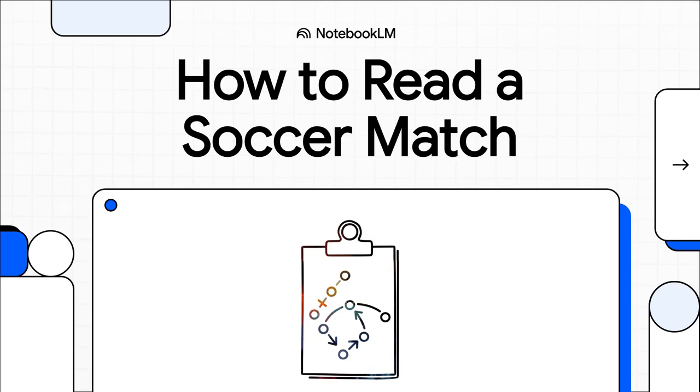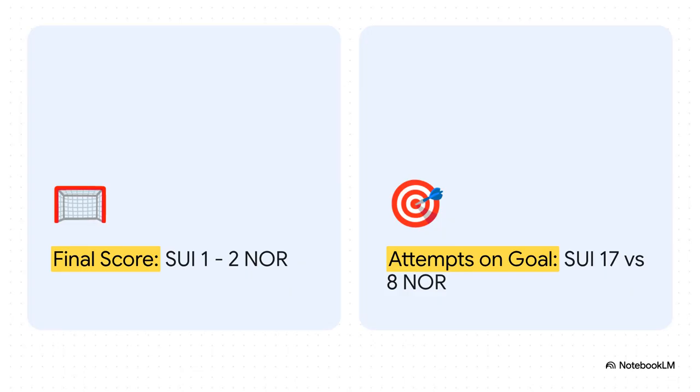You know, sometimes the final score of a soccer match just doesn't tell the whole story. Actually, sometimes it tells a completely different story from what really happened out on the field. So today, we're going to become sports detectives. We are going to learn how to use the official match report to uncover the real narrative, the one that's hidden inside the numbers.